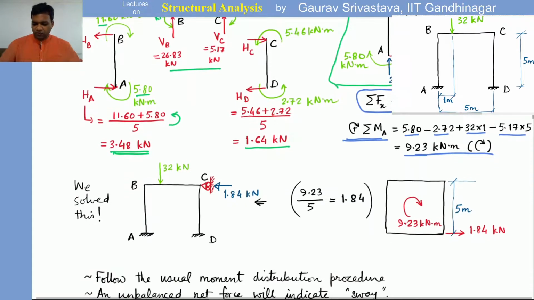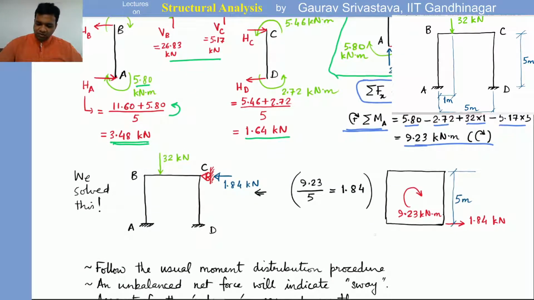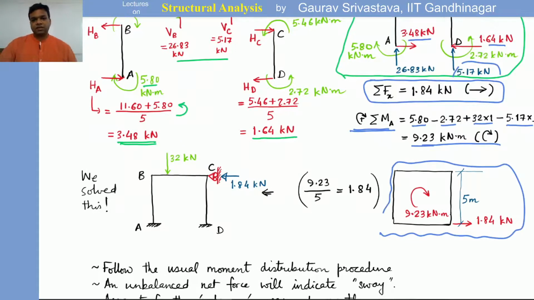So basically we have a system like this, where there is a net clockwise moment of 9.23 kilonewton-meters, and there is a horizontal force at the bottom which is unbalanced, which is 1.84. Now, the interesting thing to note is that if we do 9.23 divided by 5, which is the height, it comes out to 1.84.